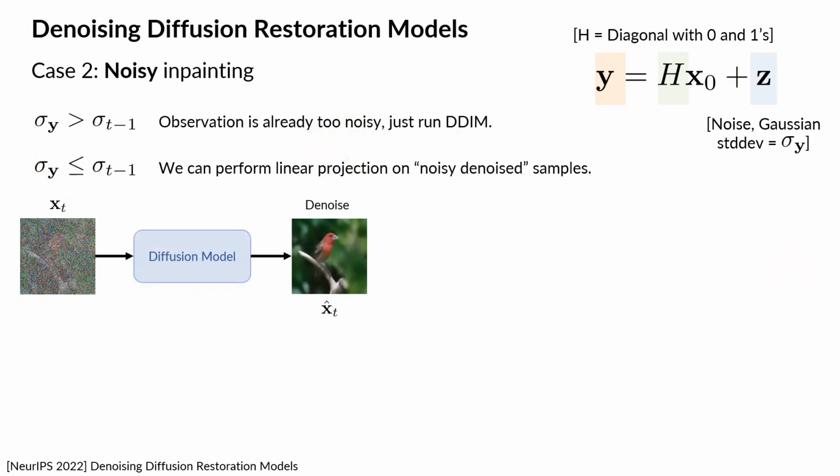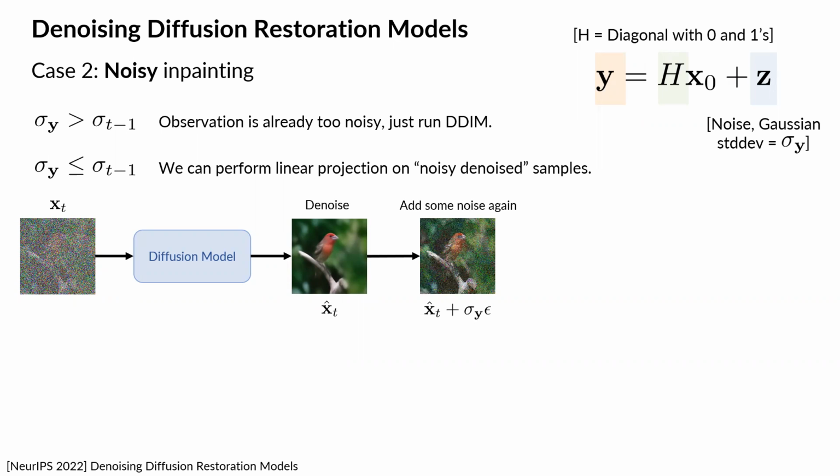So basically, on a high level, if my sigma y is larger than my current noise level, I'm just going to ignore my observation because it is currently too noisy for my use. In that case, I'm just going to run DDRM as if I'm doing unconditional sampling. In the other case, I'm going to use this information about the noisy y. However, the problem is that y is noisy, so we can't just use it as is, identical to the noiseless case.